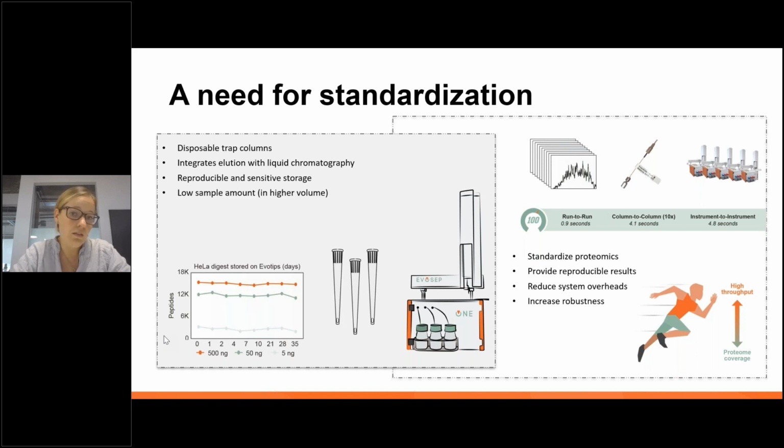And we see that for different loads, here 5, 50 and 500 nanogram, we actually have a really nice reproducibility, or a really nice storage of the peptides on the Evotip, and something which we believe would not be feasible in a plate to the same extent. And then there's also the advantage that we can transfer low sample volumes in rather high volumes and concentrate them on the Evotip, and again store them quite well.